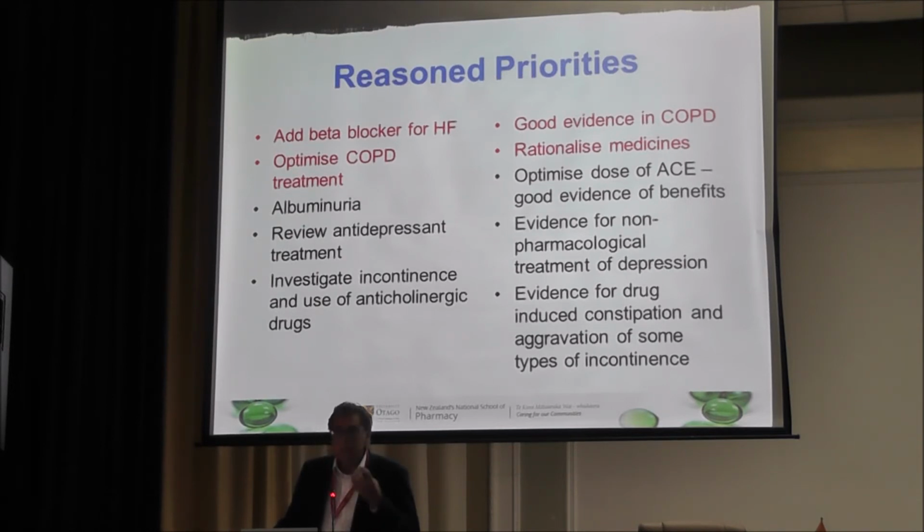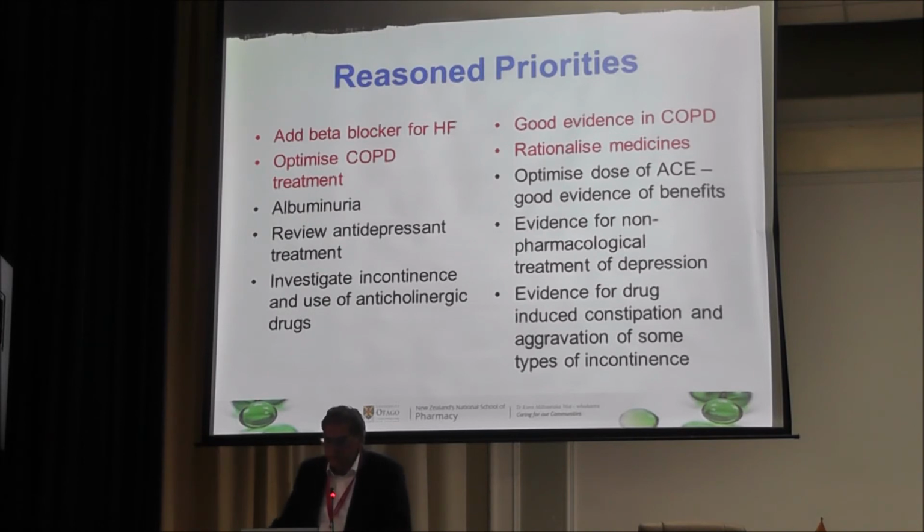But one priority would be to look at adding the beta blocker for the heart failure. And we know there is good evidence for the cautious use of beta blockers in patients with COPD. They are not contraindicated. We use a cardioselective drug, and the students can look at the literature and justify this decision. We can optimize the COPD treatment by perhaps looking at the evidence and the stage of COPD and making a recommendation along those lines.